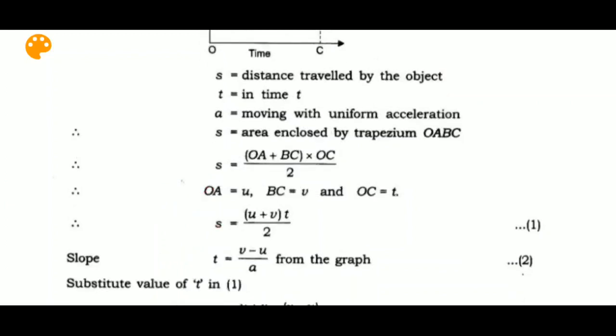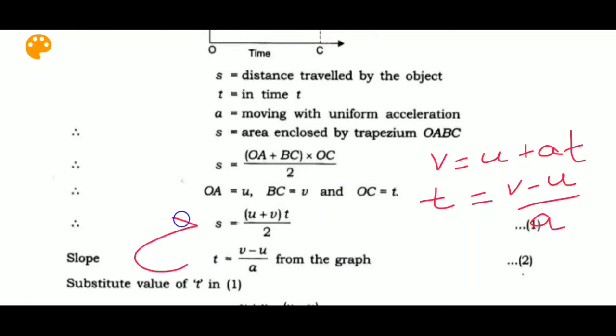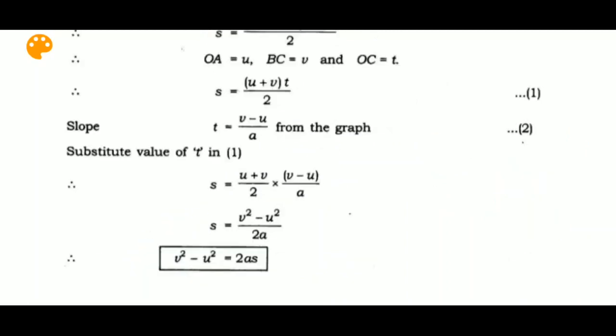Now we will substitute the value of t from the first equation of motion, which is v is equal to u plus at. From this equation, the value of t is v minus u upon a. On putting this value of t in this equation, we get S is equal to u plus v upon 2 multiplied by v minus u upon a.